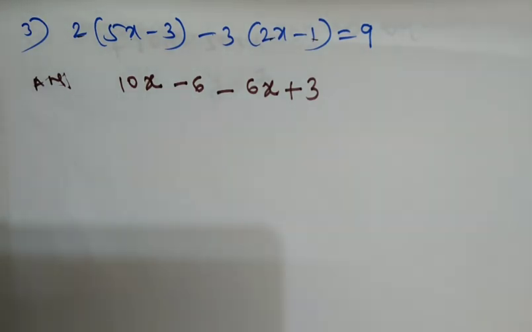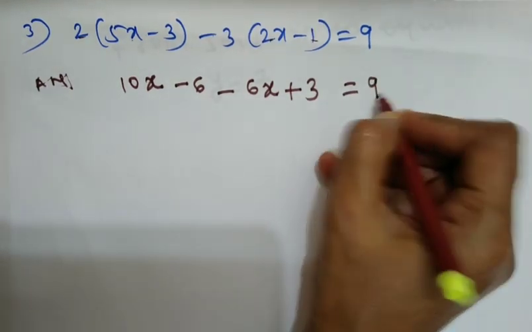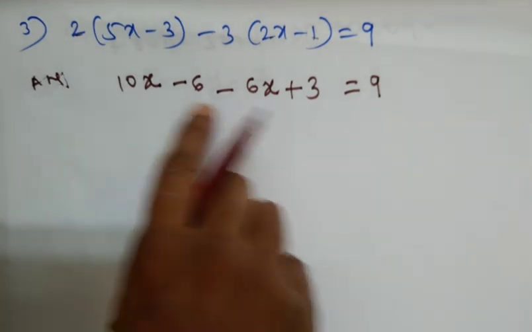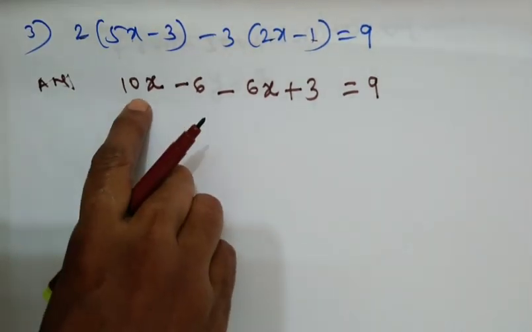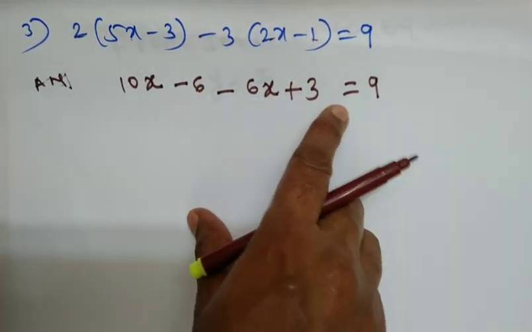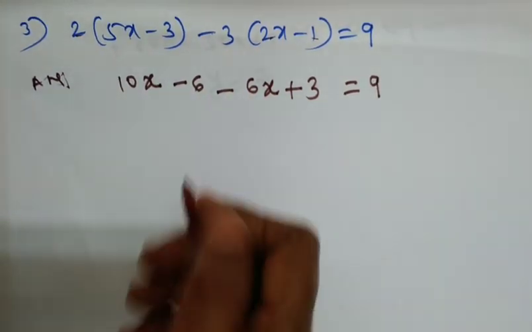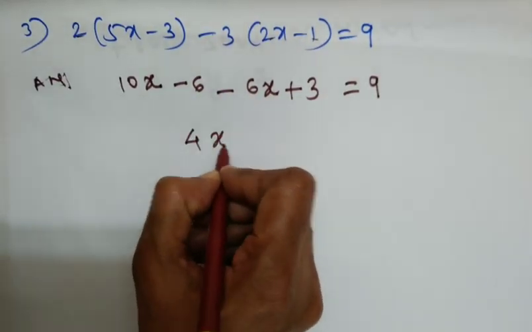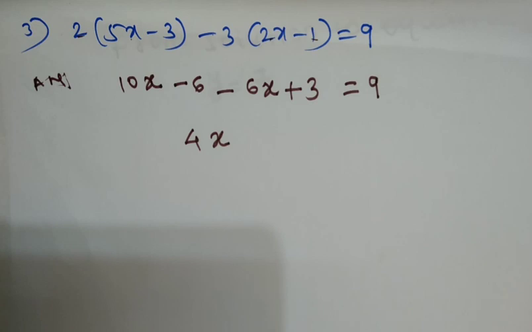Yes, is equal to 9. Now we have to simplify the left side first. Variable with variable, constants with constants. Now you see, 10x minus 6x is 4x.